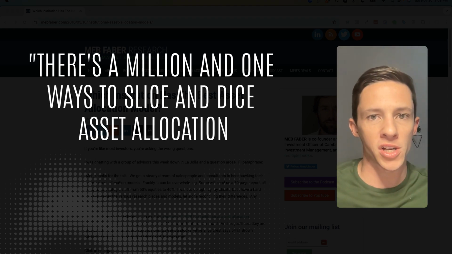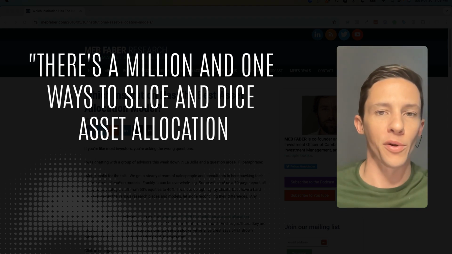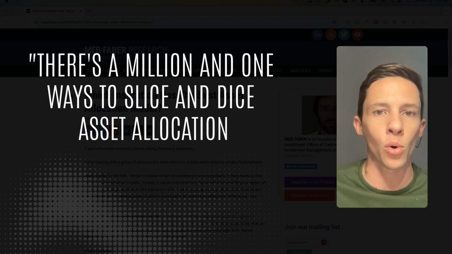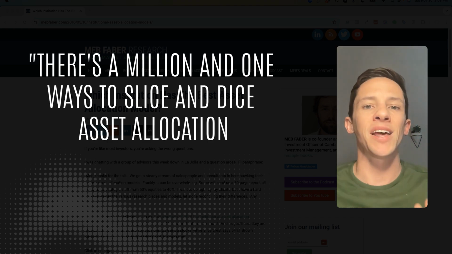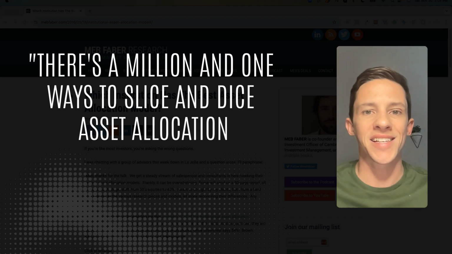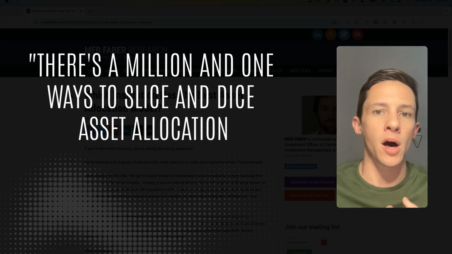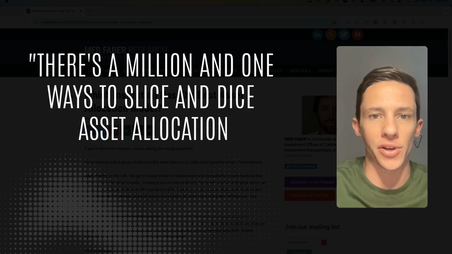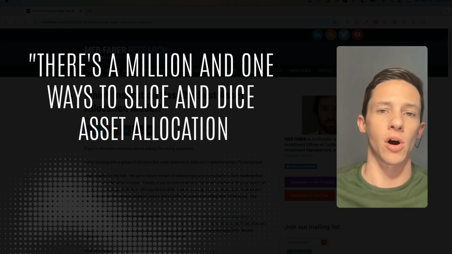Should they have 5% bonds, 10% bonds, or maybe zero bonds because they just don't bring enough reward for their risk to the portfolio? Should they add gold or some other natural resource in there, right? There's a million and one ways you can slice and dice a portfolio, and a lot of investors spend a lot of time obsessing about this. Meanwhile, they're overlooking the impact of fees on their portfolio.